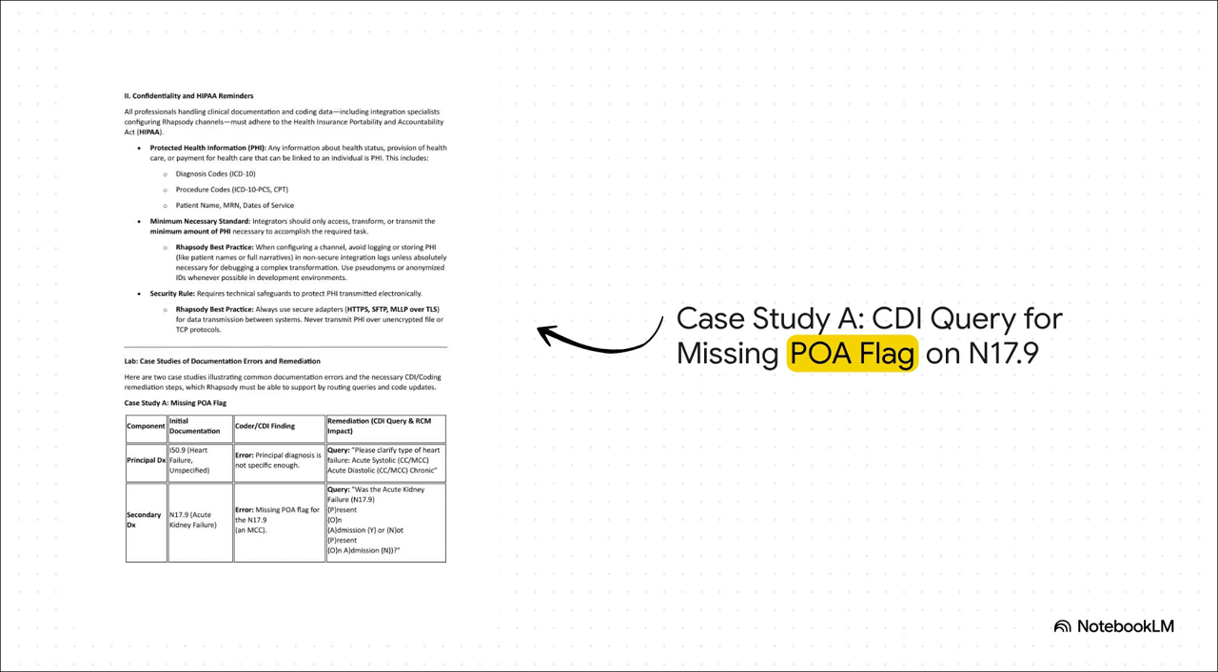We have a case where a patient had a secondary diagnosis of N17.9 for acute kidney failure, but the documentation was missing the present on admission, or POA, flag. So the coder sent a compliant query to the physician, just asking to clarify if the AKI was present on admission or if it developed during the stay. The clinician confirmed. It was present on admission. Boom. That simple yes shifted the MS-DRG from 293, heart failure without CC/MCC, all the way up to 291, heart failure with MCC. Just by securing that POA flag, the facility secured the higher payment for the complex care they actually delivered.